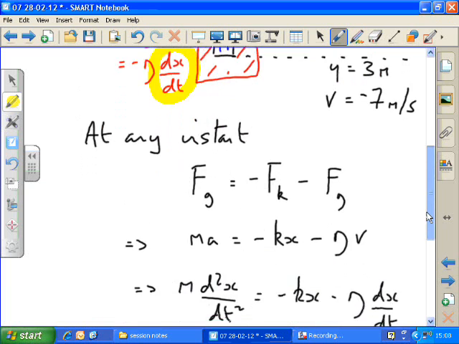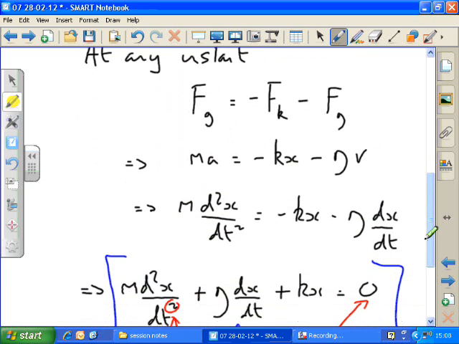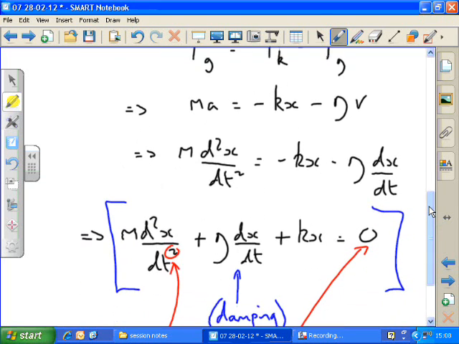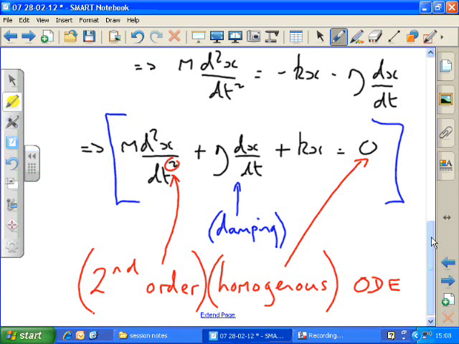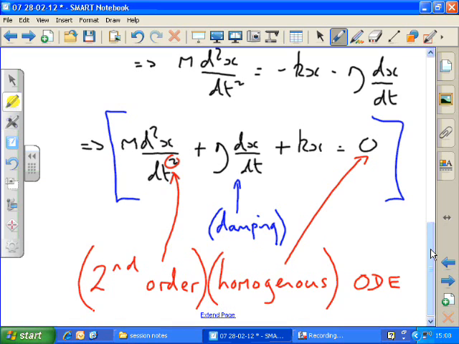It leaves us with, at any instant, the gravitational force has got to be balanced by the force on the spring and the force in the liquid. So ma equals minus kx minus eta v, but as we've already said, a is d2x by dt squared, and v is dx by dt. If we bring everything over to the left-hand side of the equation, we end up with this, which is a second order homogeneous ordinary differential equation.